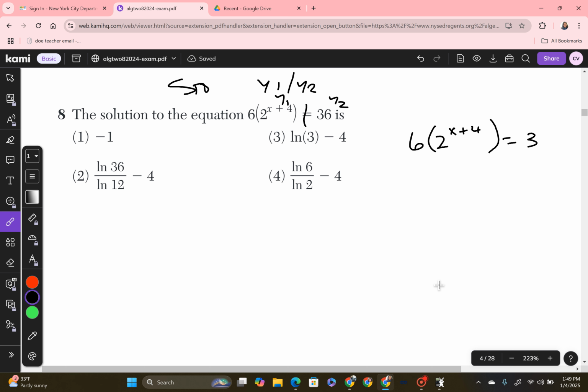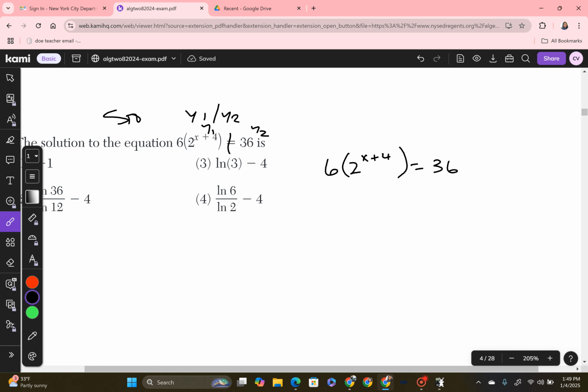That way you learn it. Okay, so the goal is we're going to get this weird thing, I call this the weird thing, by itself. And the way that we do that is dividing both sides by 6. So let's do that first. So you have 2 to the x plus 4 power is equal to 6.